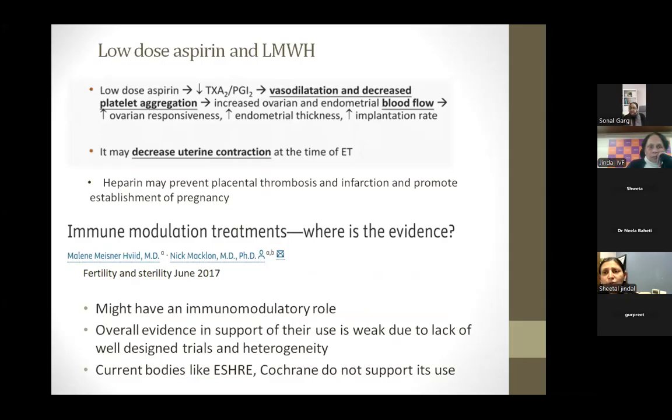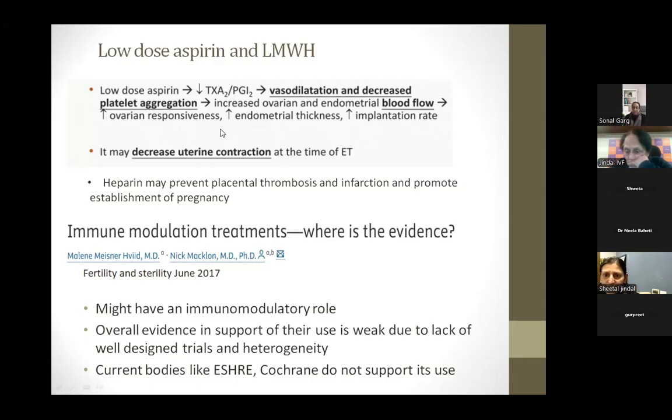Now, coming to low-dose aspirin and low molecular weight heparin. Low-dose aspirin, we all know, decreases the thromboxane A2 to prostaglandin ratio, and it causes vasodilatation and decreased platelet aggregation. This low-dose aspirin can increase the ovarian and endometrial blood flow and increase ovarian responsiveness, and it might help patients with thin endometrium by improving their endometrial thickness.